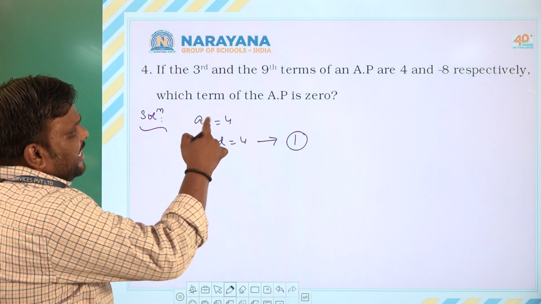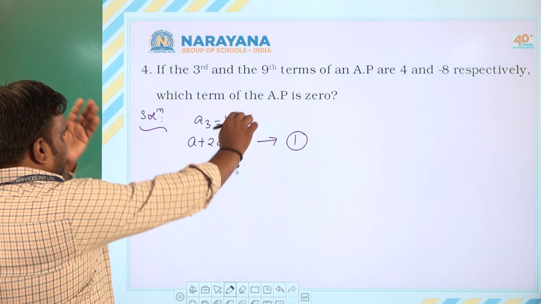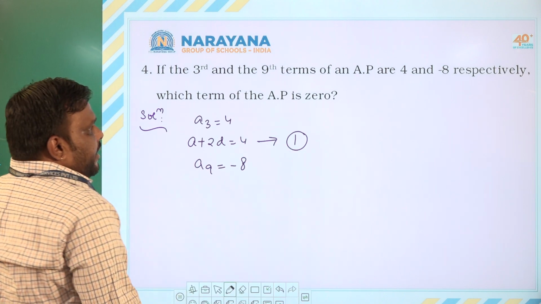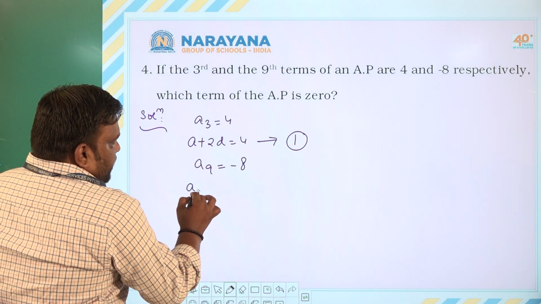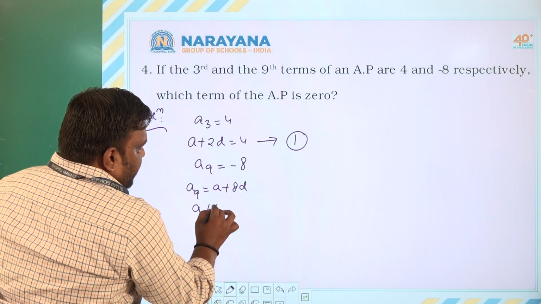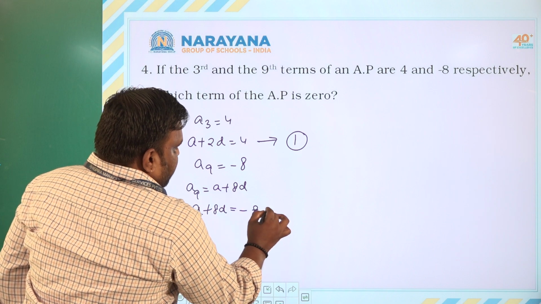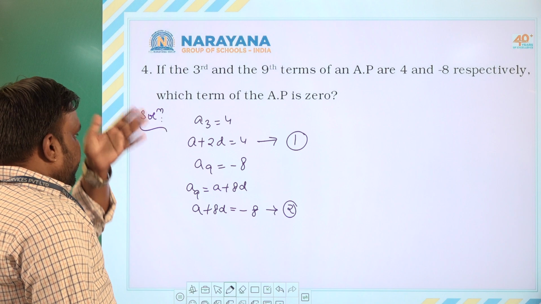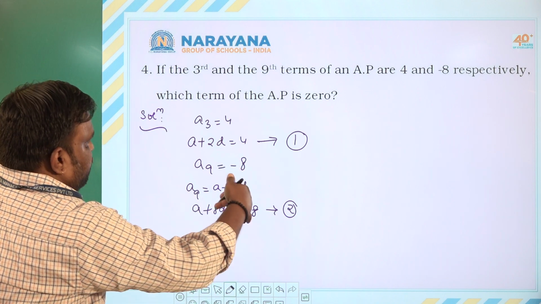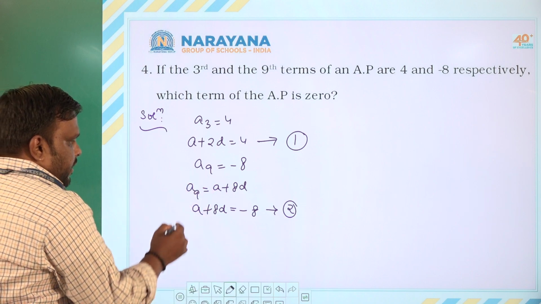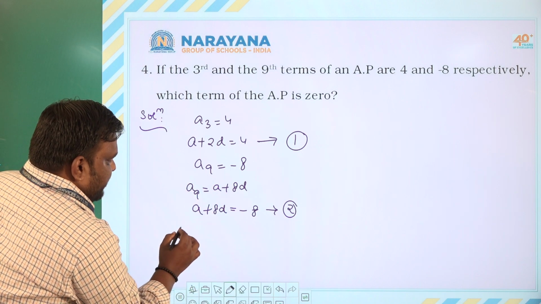Next, the ninth term of an AP is minus 8. So ninth term means A9 is equal to minus 8. How can you write this A9? A9 is nothing but A plus 8D. So A plus 8D is equal to minus 8. Second equation. Now what you have to do here, from these two equations, let us find out the values of A and D. So from here, equation 1 minus equation 2, subtract these two equations.